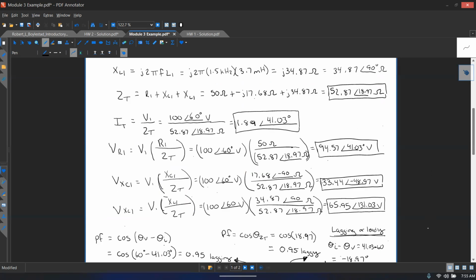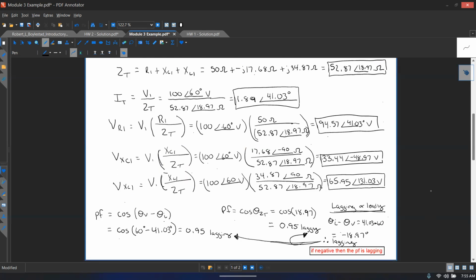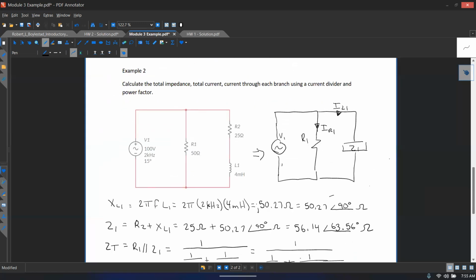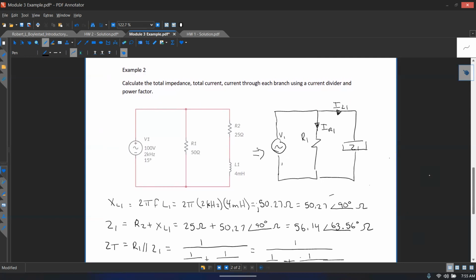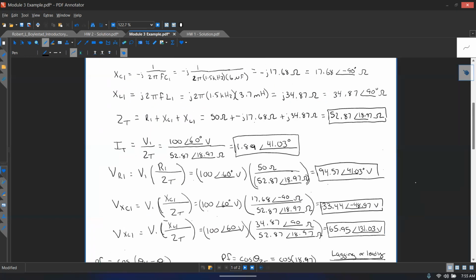I know that can be kind of confusing, but if you have any questions, feel free to reach out to me. Let me know what questions you have on this one. All right, so let's move on to the next example. Example 2 is going to be a parallel. Oh, let's go back up to this one.